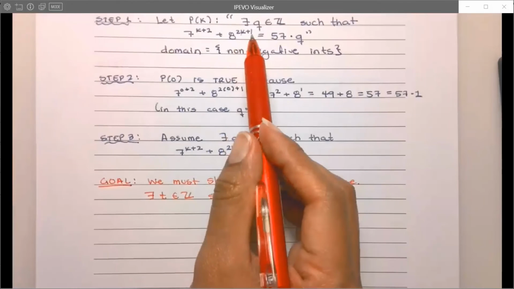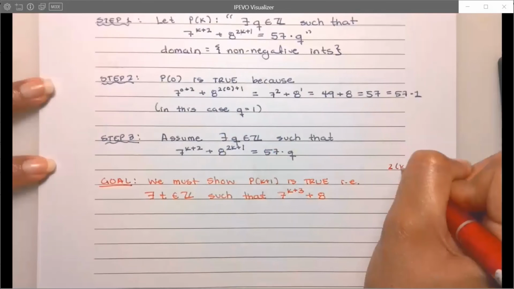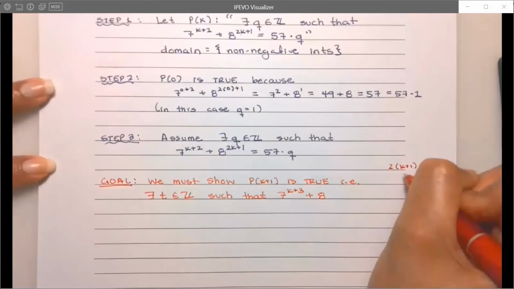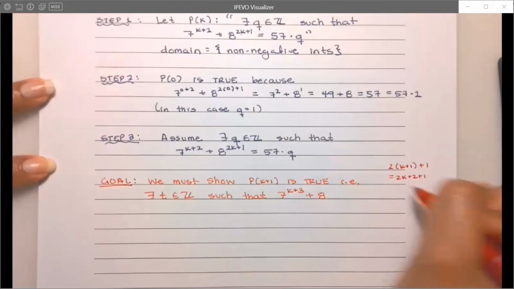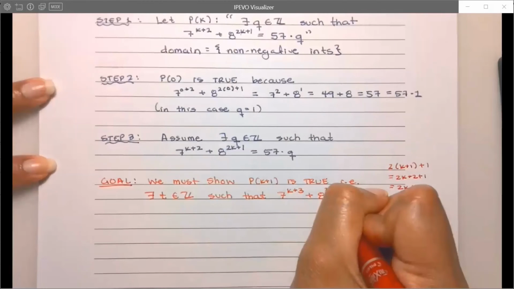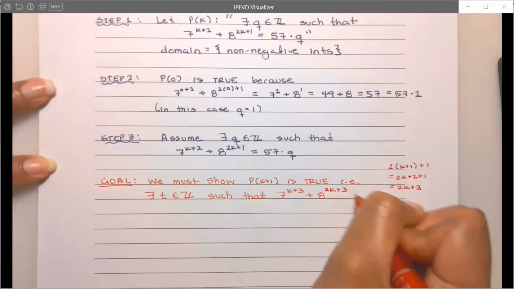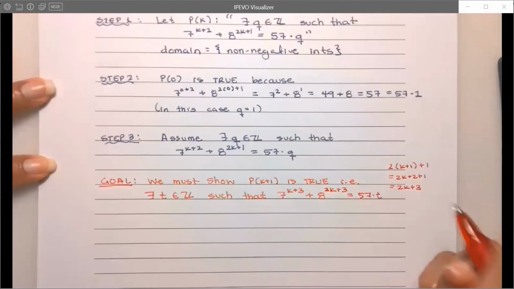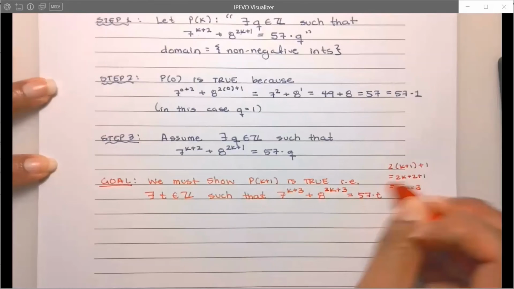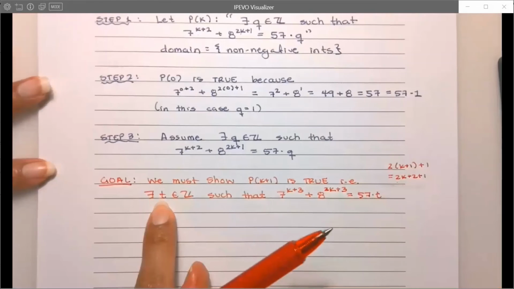So I'll do some side work. If we have 2 times k plus 1 plus 1, that's 2 times k plus 2 plus 1, or in other words, 2k plus 3. Yeah, so it's going to be 8 to the 2k plus 3 is equal to 57 times t. Yeah, that's the goal. To show that there is such an integer.